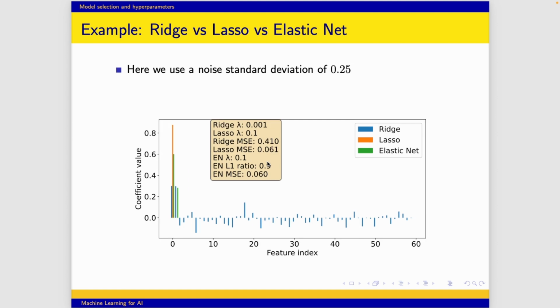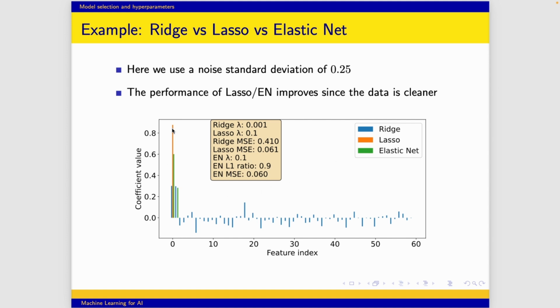Okay, so that's the one example. Let's now lower the noise, or standard deviation of our noise epsilon, to 0.25. We're going to halve it. And here you see now Lasso more aggressively because there's less noise in the data. The data is cleaner. We see an improvement in both Elastic Net and Lasso.